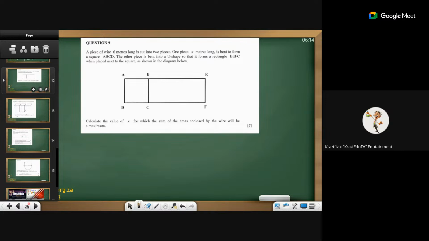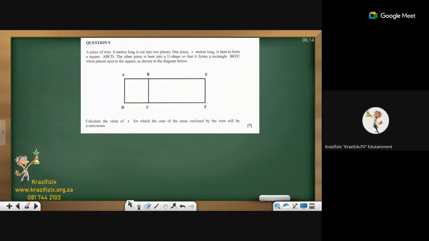All right. A piece of wire, 6 meters. Guys, please read. I know we are lazy to read at Maths learners, only want to calculate. Please read. It's a plea. A piece of wire, which is 6 meters. Look, don't make assumptions. 2 pieces doesn't mean half. Somebody's already saying 3, 3. No, it could be 1, 5. It could be 2, 4. One piece is X meters long.